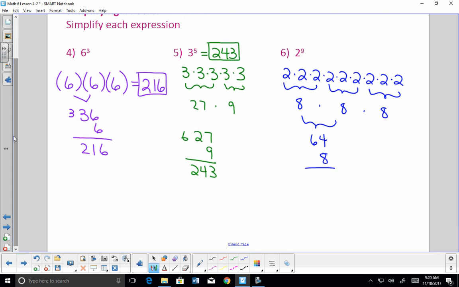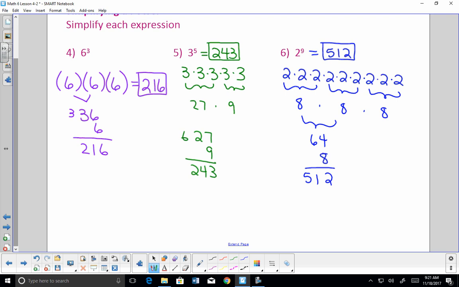64 times 8 is 512. So 2 to the 9th is 512. Okay. You must be careful with multiplying these out because you can make mistakes if you miscount or you don't multiply right. If I would have said 2 times 2 times 2 is 6, which a lot of students do for some silly reason, I would be off massively by the time I got to the end of my problem.